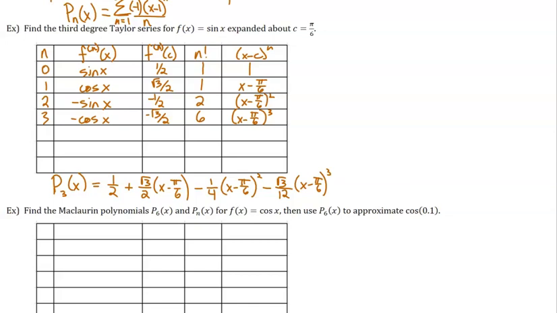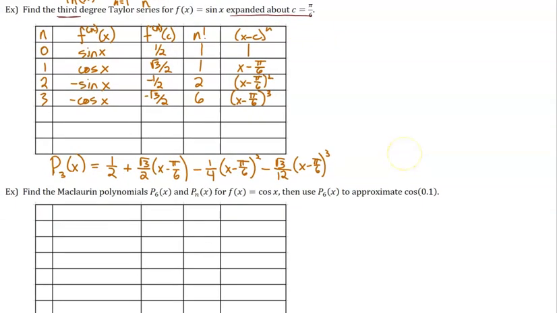For this example, we are looking at the third degree Taylor series. So in other words, a degree 3 polynomial for sine of x expanded about c equals pi over 6. This means this expanded about the center is just telling us that it is centered at pi over 6. I'm not going to work through every one on here. You can go ahead and fill this in yourself.